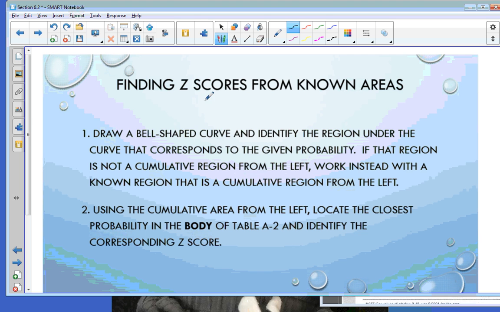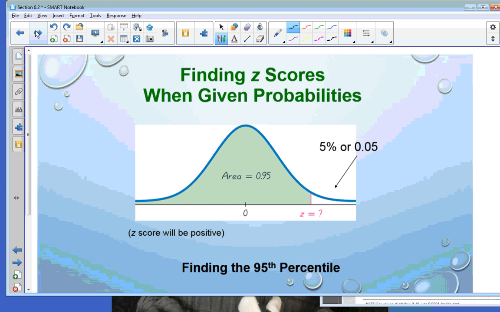So here again is finding the z-scores from known areas. First, I'm going to draw the bell-shaped curve and identify the region of the curve. So now from a known area, finding the z-score, we're really just going the opposite way. We're going to be looking in that chart for the area and then finding the z-score that coordinates with it. Okay, so let's look at an example of finding the z-score given the area.